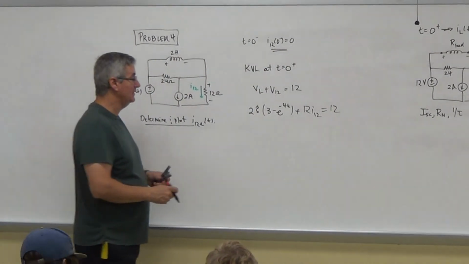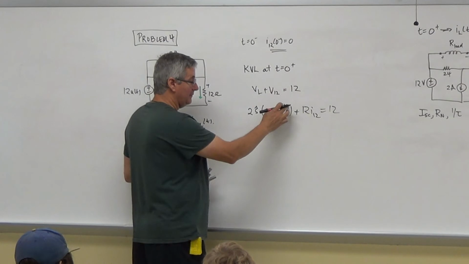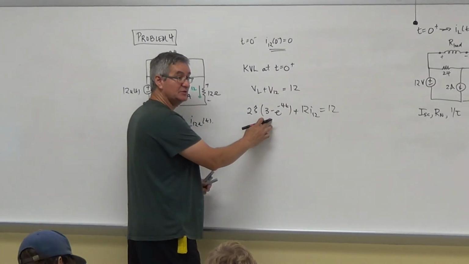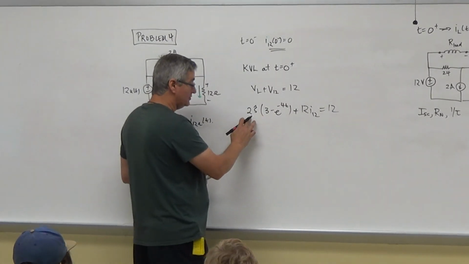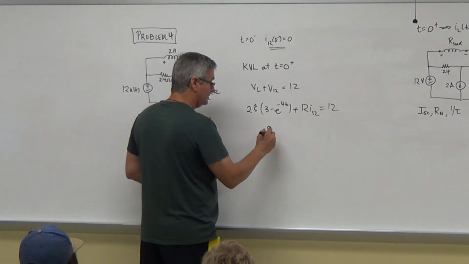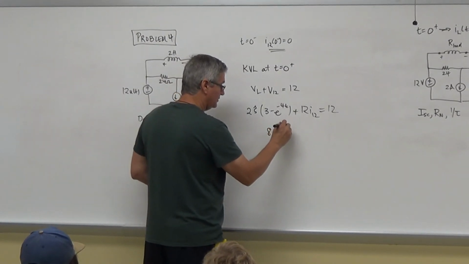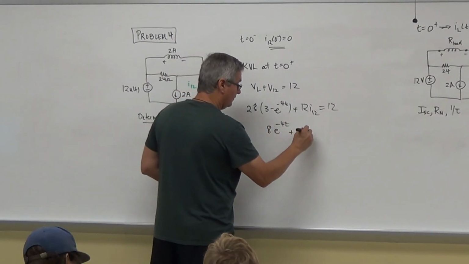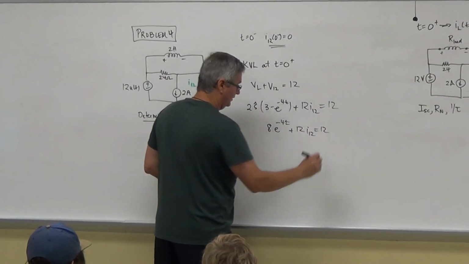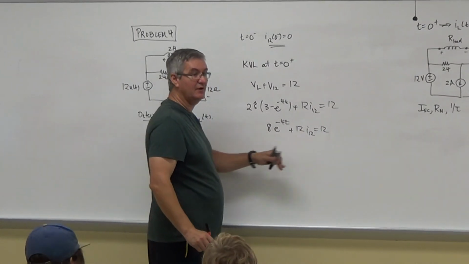12. Okay, so then I take the derivative of that, that's 0. I'm going to get a negative 4 down here, which cancels with that 4. So I'm going to get 2 times 4. It's going to give me 8 e to the minus 4t plus 12 I12 equals 12. Take this to the other side, divide by 12.